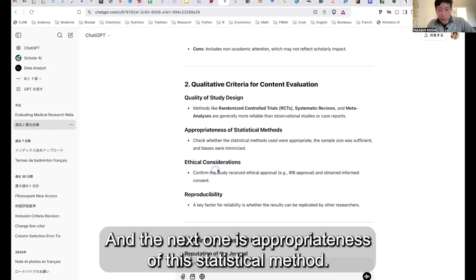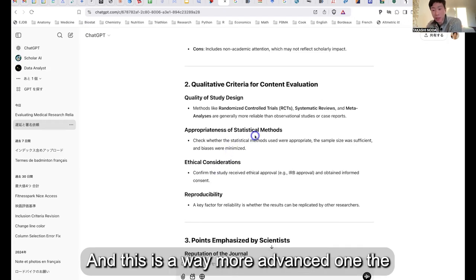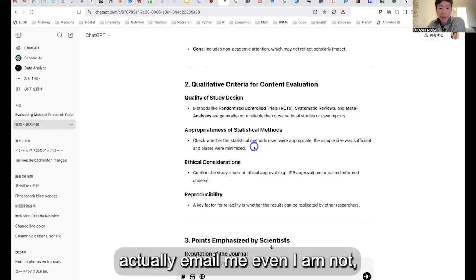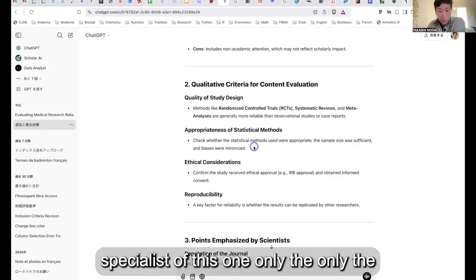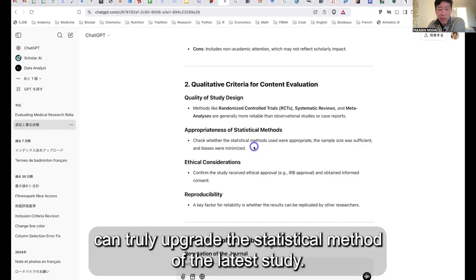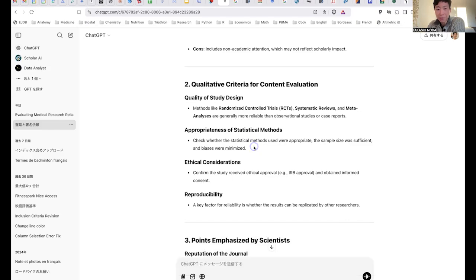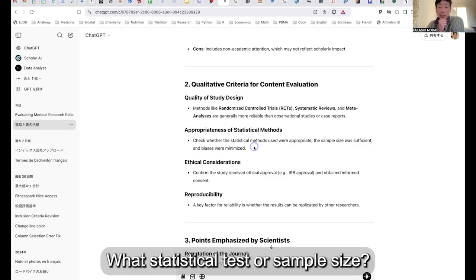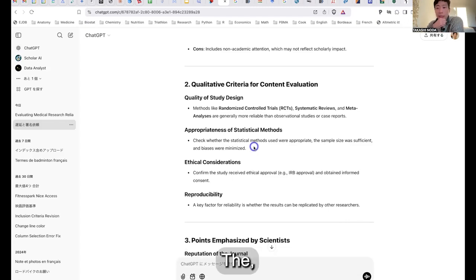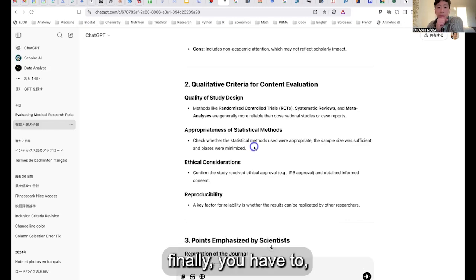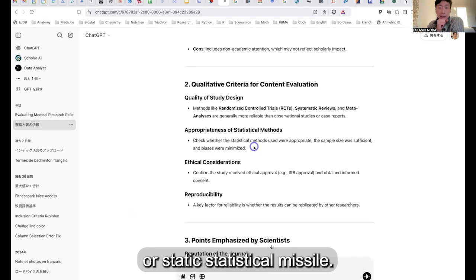The next one is the appropriateness of the statistical method. This is far more advanced, and I think it's not within the scope of this video. Actually, even I am not a specialist in this. Only a biostatistician can truly appraise the statistical method of each study, considering the statistical test, the sample size, and how to code it. So this is not the scope of this video, but finally you have to understand the statistical method.